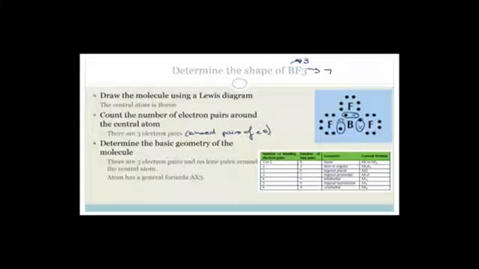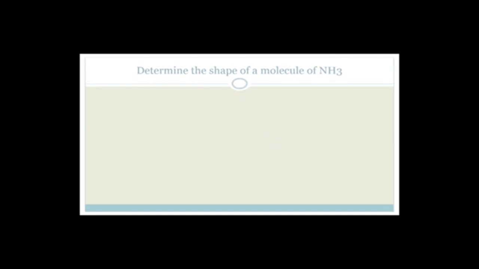Ta-da! So there you can see how you can use a general formula or the number of bonding pairs and lone pairs to work out your shape if you know this table. And this table isn't on the formula sheet, guys. If you're lucky, your teacher might give you the table, but chances are that you're not going to be that lucky. So you need to go and study it. Okay, so there's trigonal planar.